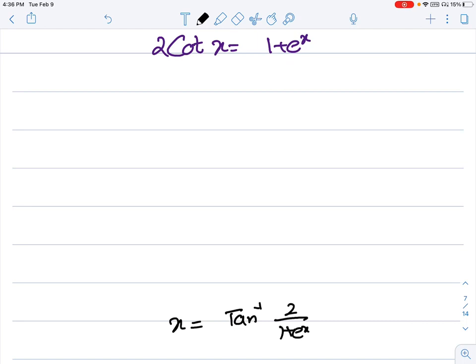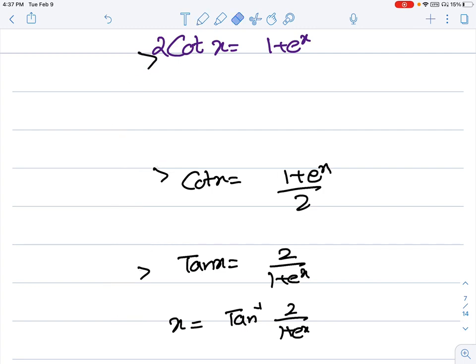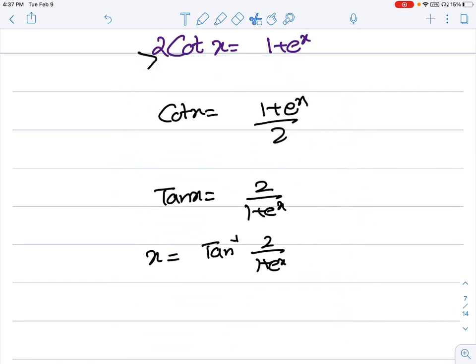If you are not getting an idea how to proceed, you can do a bottom-up approach. Bottom-up approach means write the previous step. It would have been tan x is equal to 2 by 1 plus e power x. Do the reciprocal on both sides. Tan x reciprocal is cot x. This will become 1 plus e power x upon 2. Then do the cross multiplication. That's it. It looks as if I have done from top to bottom. You can do a bottom-up approach.